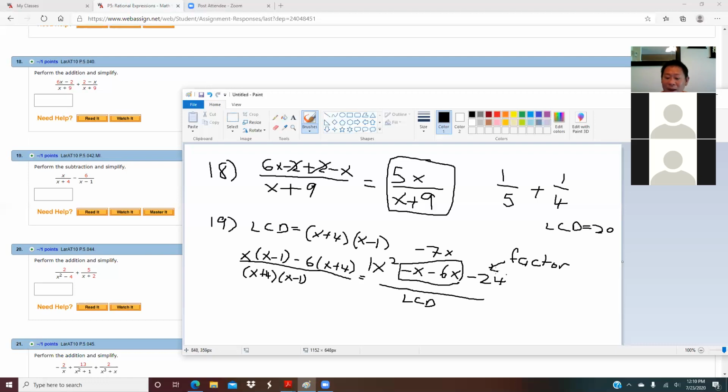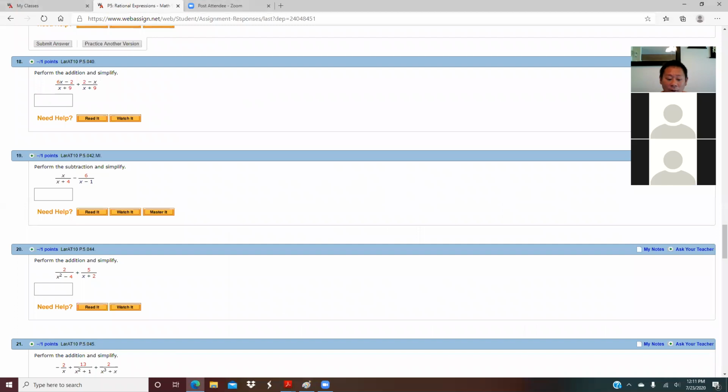Can someone tell me what the factors of 24 are? What times what is 24? Besides 1 and 24? Yep, 1 and 24. 8 and 3, yep, not 8 and 4. 6 and 4, yep, you guys are good. 2 and 12, very good. So this is all the factors for it.